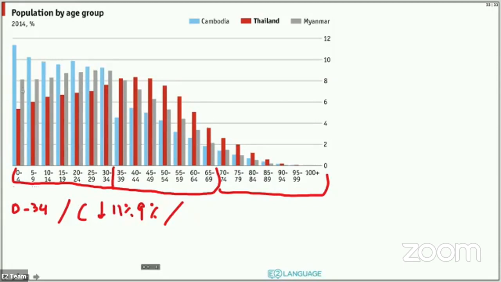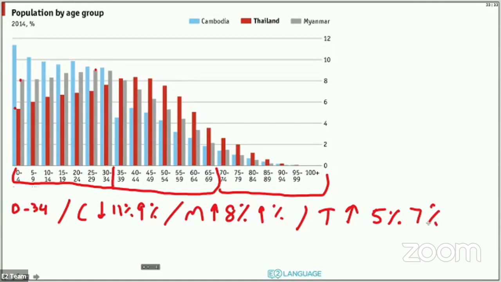In comparison, Myanmar's population by age increased from, what's this, say 8% to 9%. So Myanmar's increased from 8% to 9%. Okay, I'm sorry, my handwriting's so bad. And Thailand's population, similarly, Thailand's population increased from 5% to, say, 7%. So Thailand's increased from 5% to 7%.